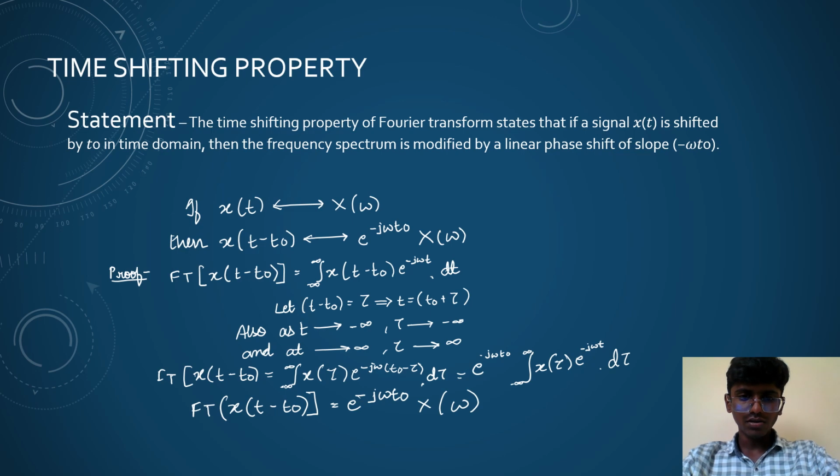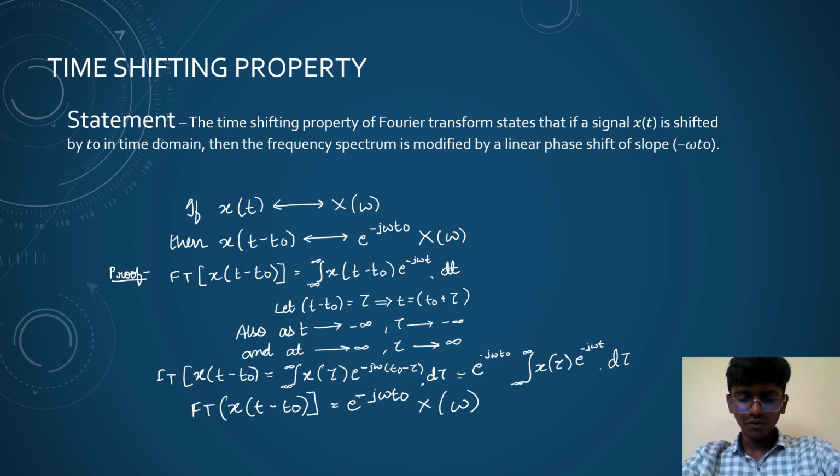The Fourier transform of x of t minus t naught is equal to integration from minus infinity to infinity x of t minus t naught into e power minus j omega t dt. Let t minus t naught be equal to z, which implies t equals t naught plus z. Also, as t changes to infinity, z also changes to infinity.